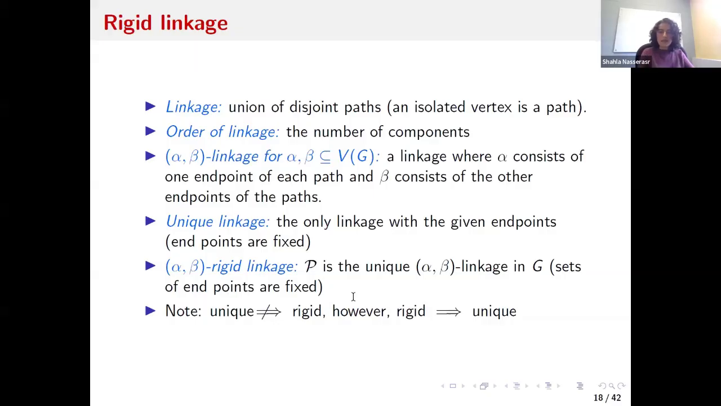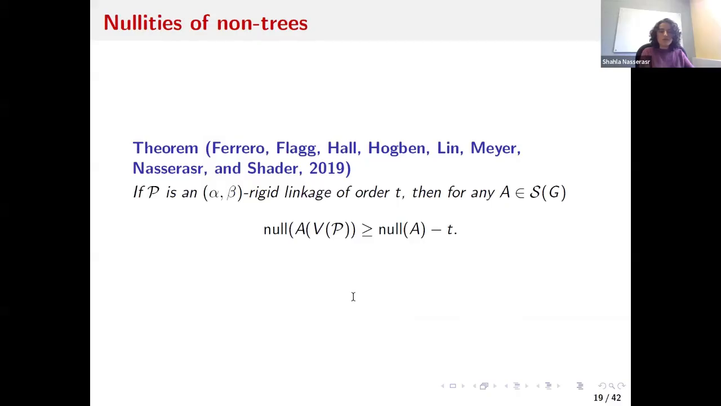Having that, we showed in that paper in 2019 that if we delete all of the vertices of a linkage which is rigid, then the nullity is not going to go down by more than the number of elements of the linkage, so the number of paths in that linkage. Note that this is true for all graphs, not just trees. And again, we are going to use this to say something about the structure of the matrices that are restricted by the multiplicities.